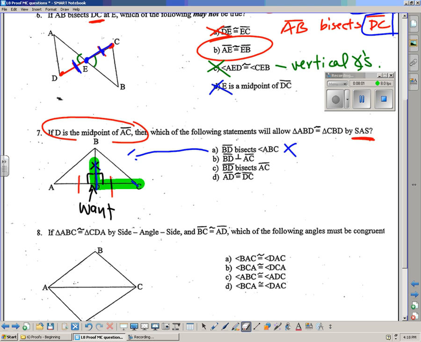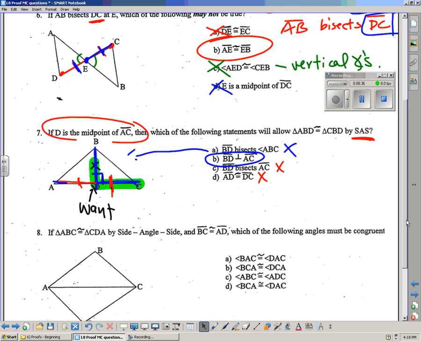We don't want that. Part B says BD is perpendicular to AC. Well, that would give us the right angles that we wanted. That works. C says BD bisects AC. Well, if BD is bisecting line segment AC, you get the equal parts again, but we already knew that. We would get AD congruent to DC. We already knew that. That's not going to give us anything new. AD congruent to DC isn't going to give us anything new either. Choice B is the answer.